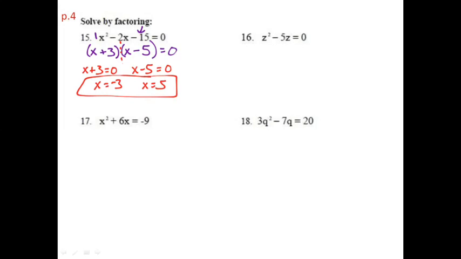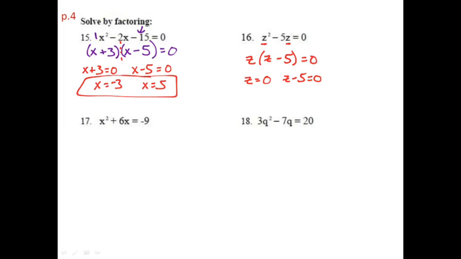All right, something like number 16, if we have z squared minus 5z equals 0, we only have two terms and both of them contain a z, so we can factor out that z and then we're left with z minus 5 equals 0. There's nothing else to do there, so we're going to set each factor equal to 0. So remember that z that we took out front is set equal to 0. We also have z minus 5 equals 0.